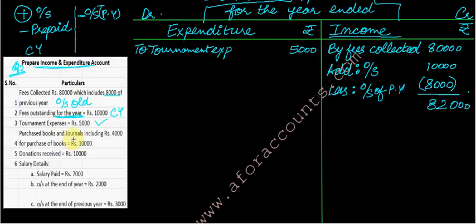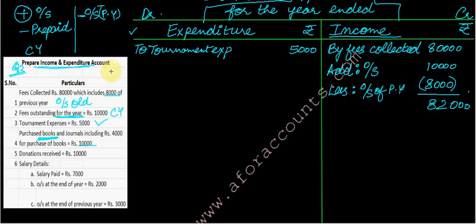Purchase of books and journals, including rupees 4,000 for purchase of books, total being 10,000. Now one thing which I had told in the introduction part is books are my fixed asset. They are my asset. So I will not make it a part of your income and expenditure. They are capital in nature. This expense is capital in nature, and you cannot mix it with revenue when you are making an income and expenditure statement. Very important point to be noted. Don't mix your capital expenses here with the revenue expenses.